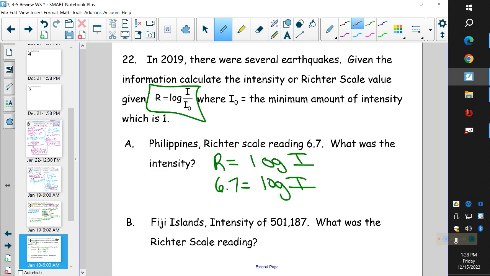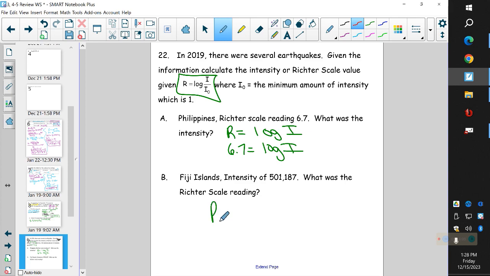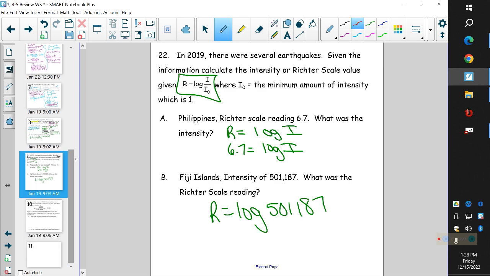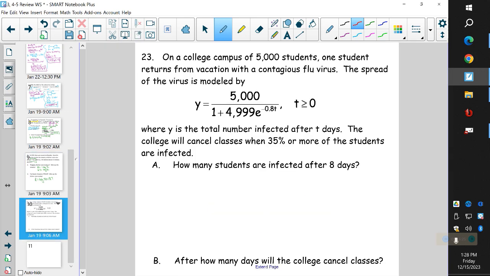So at this point, you should be able to write that as an exponential and solve. And for down here, same concept, except this time they give you the intensity of 501187. Yes? And that you can plug straight into the calculator and get an answer right back out. Super easy. Okay, the last one we're going to talk about today is going to be this one.